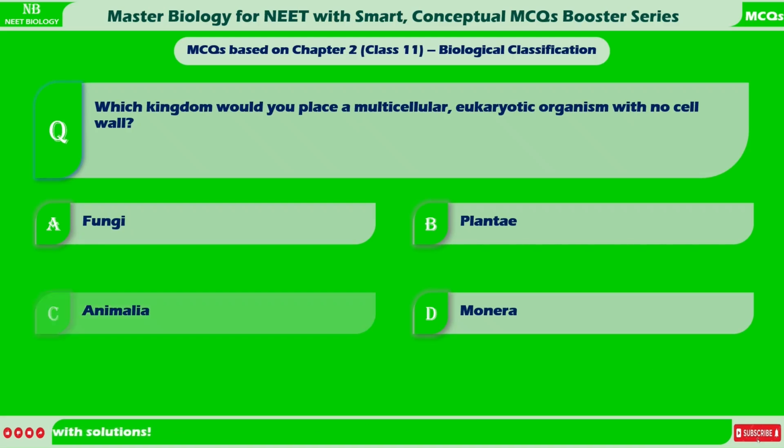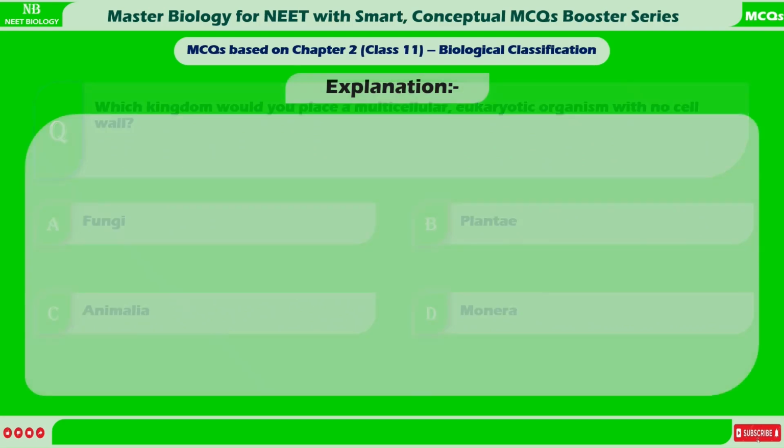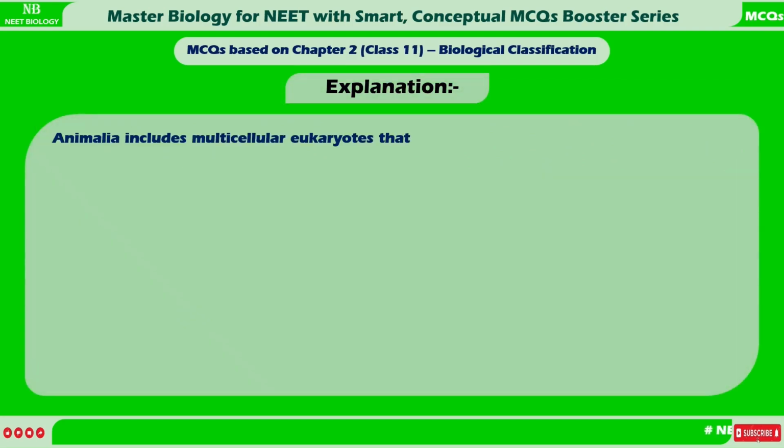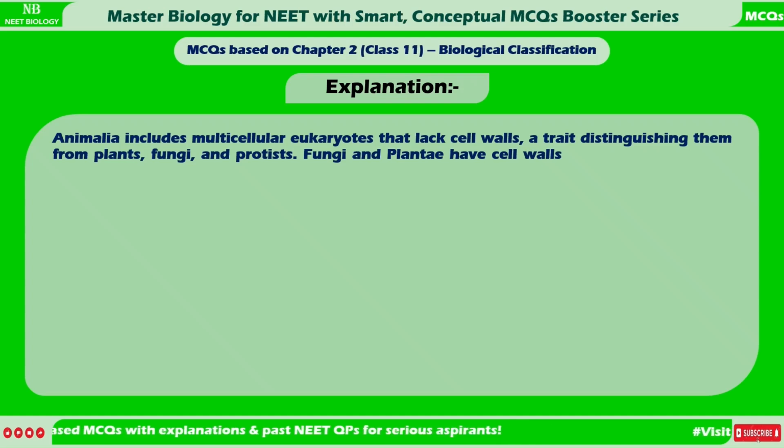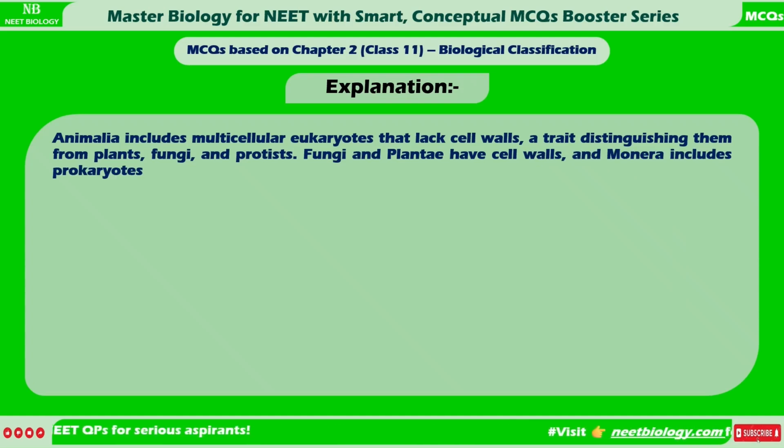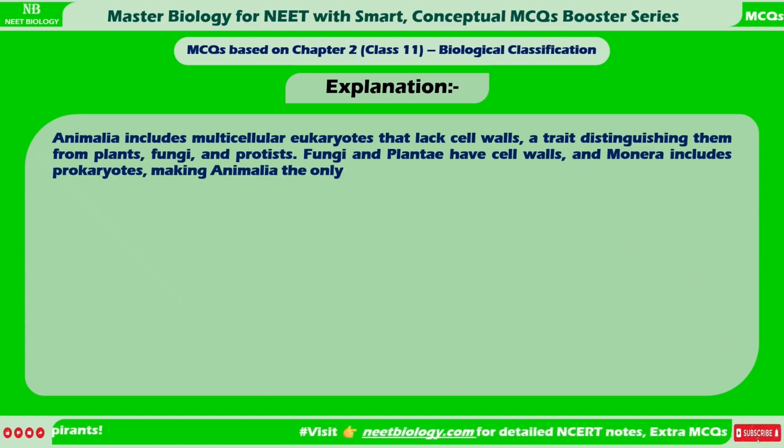Correct answer is C. Animalia. Explanation: Animalia includes multicellular eukaryotes that lack cell walls, a trait distinguishing them from plants, fungi, and protists. Fungi and Plantae have cell walls, and Monera includes prokaryotes, making Animalia the only accurate classification.